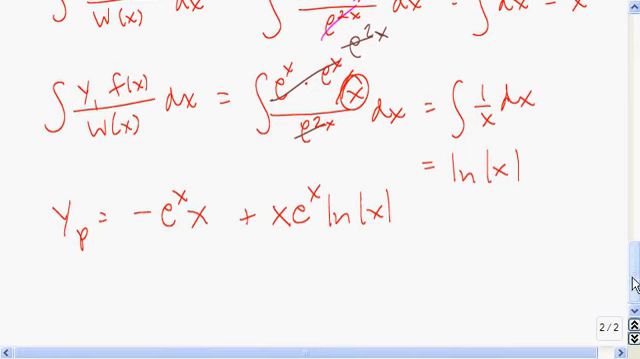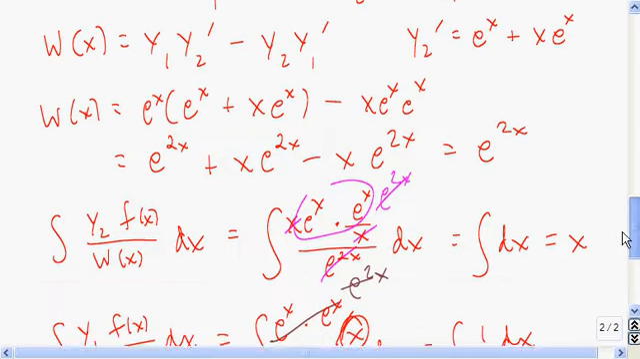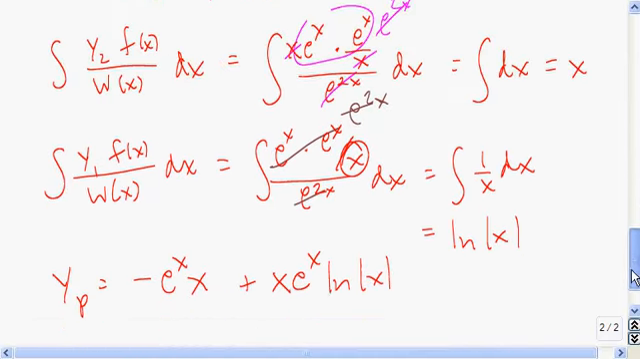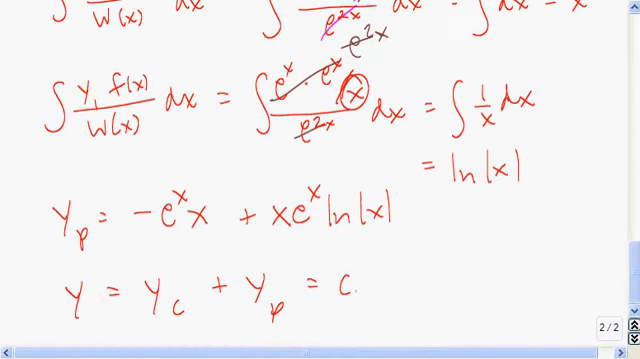Okay, and so now if you remember that the solution to the non-homogeneous case is y equals yc plus yp, so that's going to be equal to c1 e to the x plus c2 x e to the x plus this bit right here.